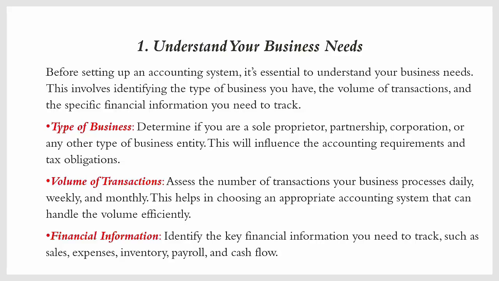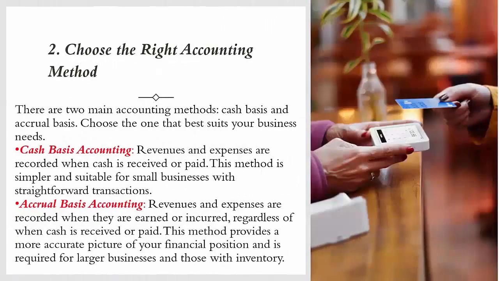Volume of transactions. Assess the number of transactions your business processes daily, weekly, and monthly. This helps in choosing an appropriate accounting system that can handle the volume efficiently. Financial information. Identify the key financial information you need to track, such as sales, expenses, inventory, payroll, and cash flow. 2. Choose the right accounting method. There are two main accounting methods, cash basis and accrual basis. Choose the one that best suits your business needs.